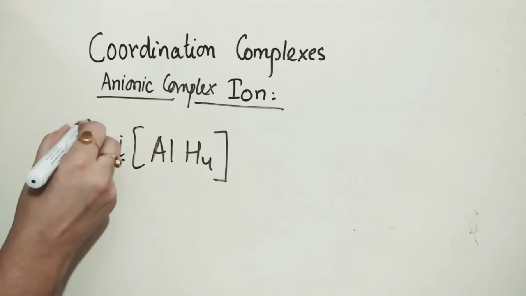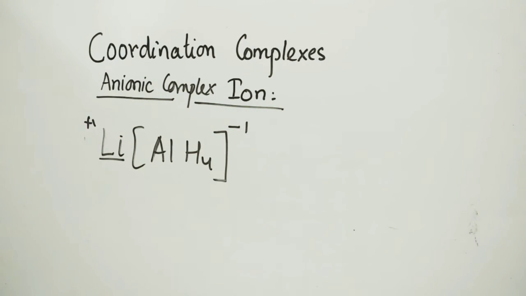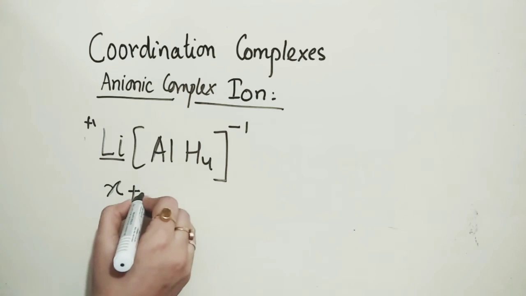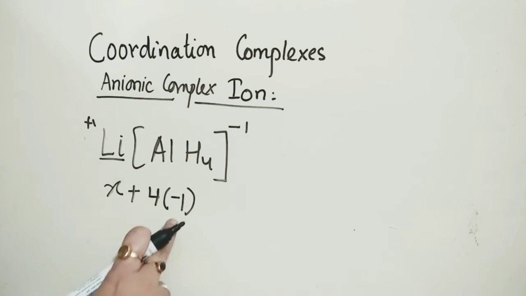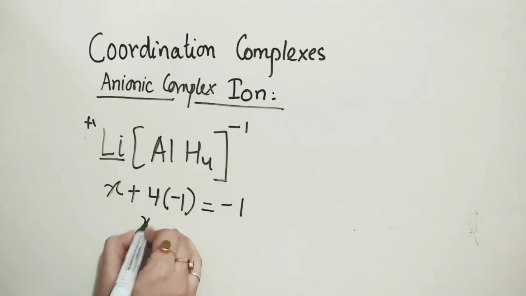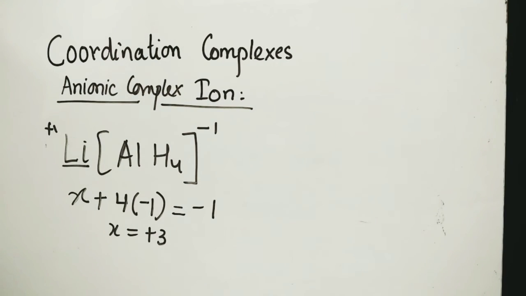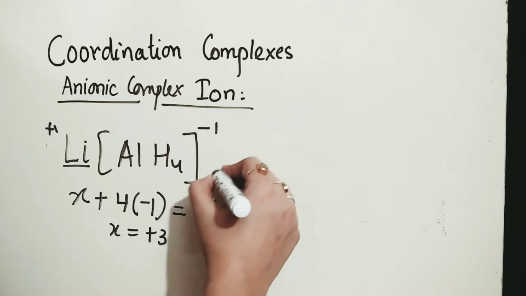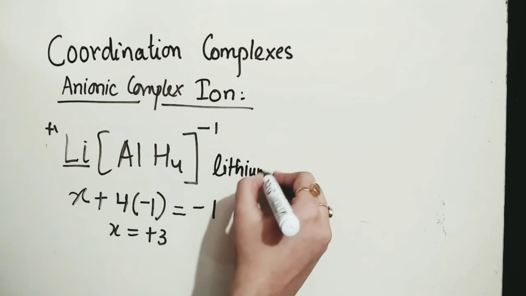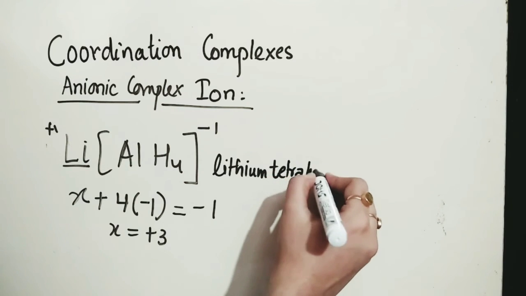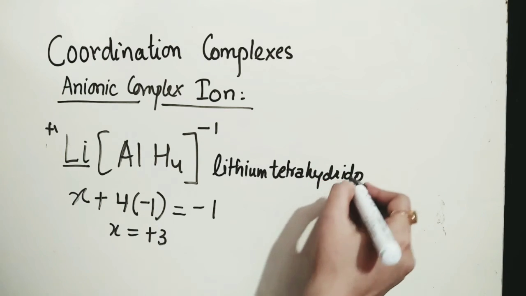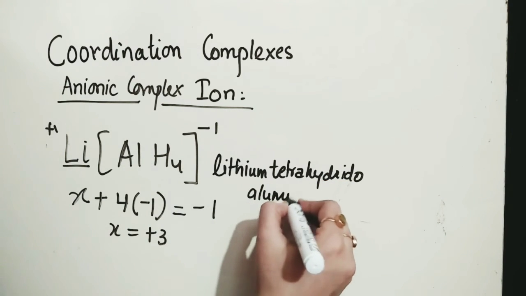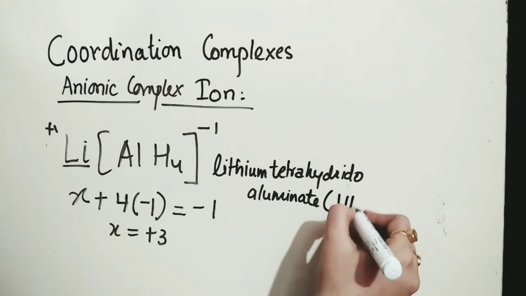Next, lithium, again the plus 1 ion, so the charge on the complex is minus 1. Aluminium is x plus 4 into minus 1, because in the case of hydrogen it is taken as hydride ion, H minus, equal to minus 1. So x comes out to be plus 3. So in this case the name will be lithium tetrahydrido aluminate, oxidation state 3.